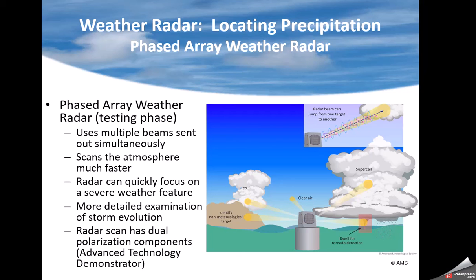Currently, with dual pole radar, what you wind up with is an elevation change, and in about 5 minutes we can see the entire elevation of a thunderstorm. And then it goes back down and repeats the cycle. With phased array, you wouldn't have that delay. It would be instantaneous.